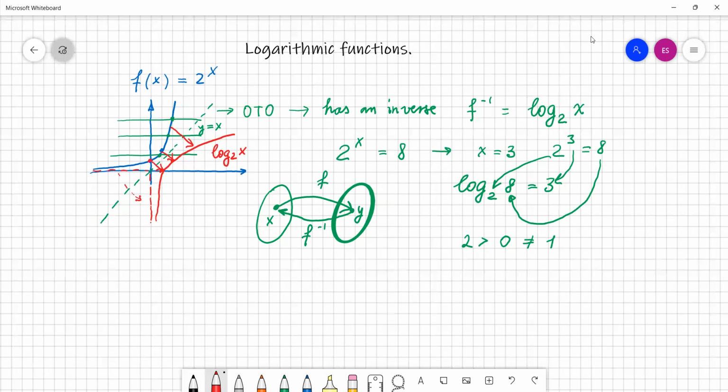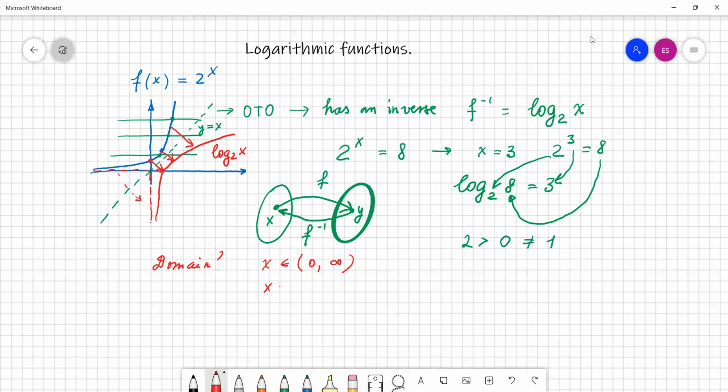Okay, so what is the difference between the logarithmic function and the exponential? Let's look at the red graph now. First, domain. We see that there are no values for negative x's here, right? So we're going to say that the domain is x belongs to 0 to positive infinity. Just look at the picture, because that's an asymptote and nothing comes over there, right?